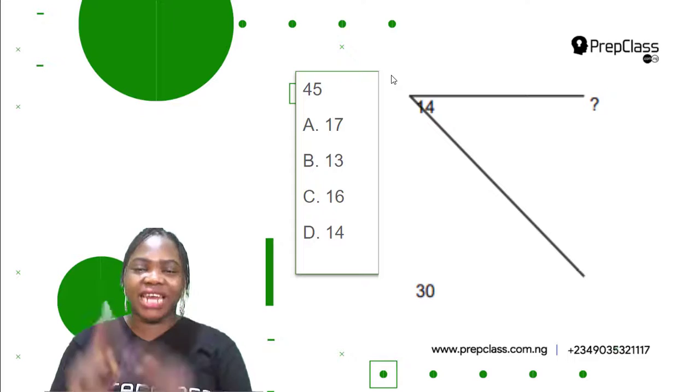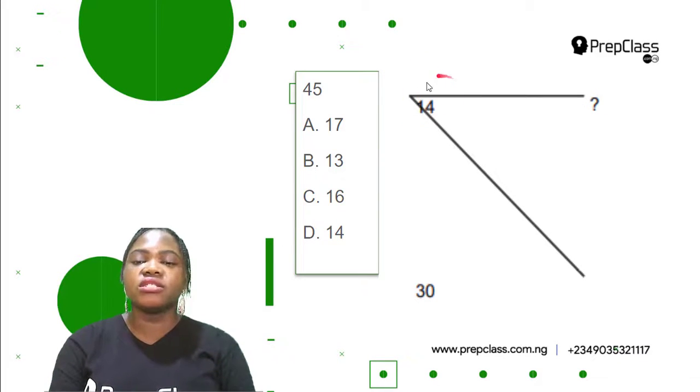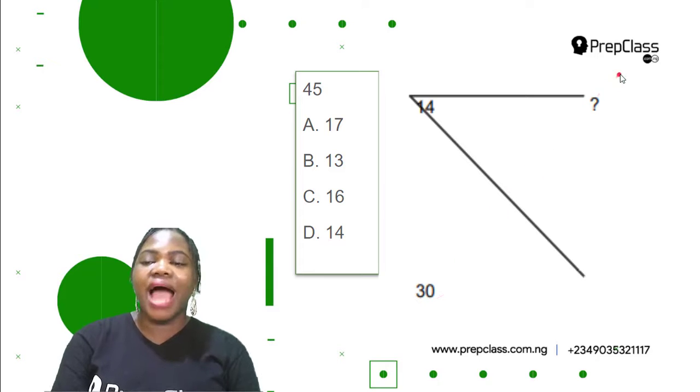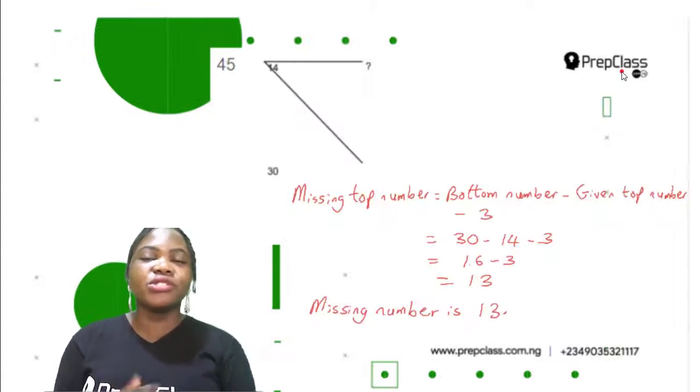Number 45, which is the last question in this video. So we have only one of the top numbers. Then the second top number is not given. So then the bottom number is given as 30. So we are asked to find the missing top number. So you should be able to do this now.